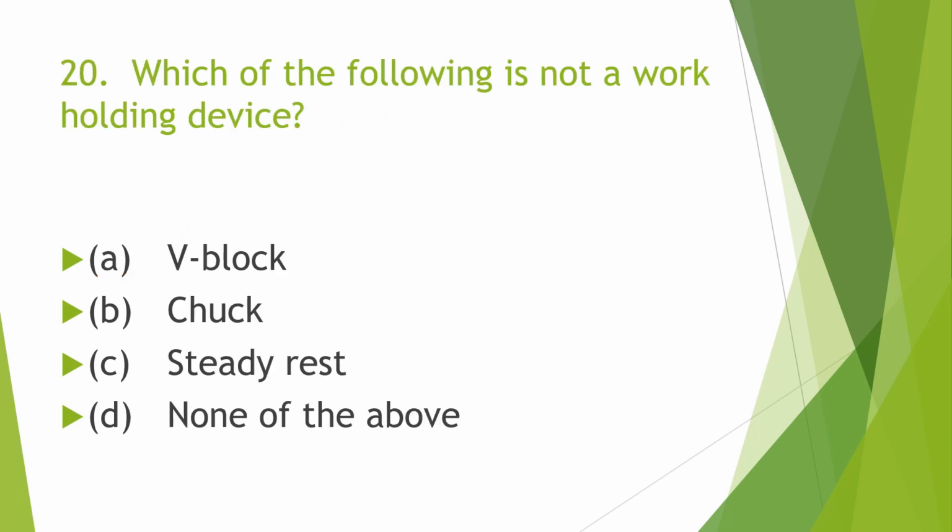Question number 20. Which of the following is not a work holding device? V block is a work holding device. Chuck is a work holding device. Steady rest is a work holding device. So answer will be none of the above.